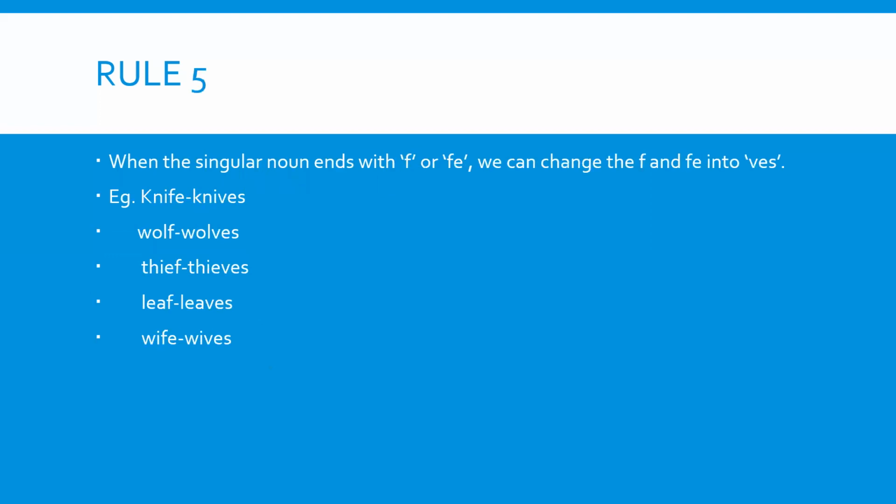Rule number 5. When the singular noun ends with F or FE, we can change the F and FE into VES. So here we have an example. Knife ending with FE. Remove that FE and add VES. Or wolf, which ends with F, remove F and add VES. Thief ends with F, thieves, T-H-I-E-V-E-S. Leaf, leaves. Wife, wives.